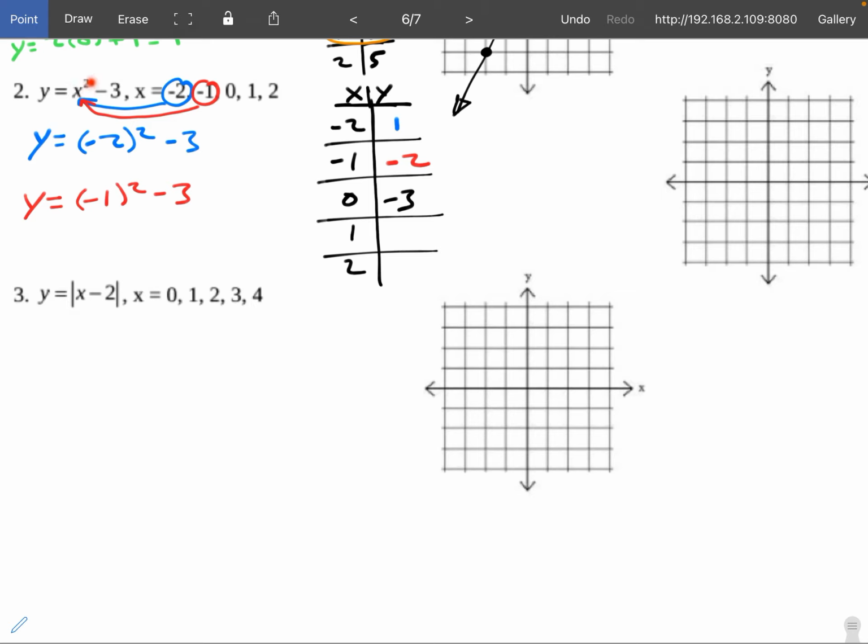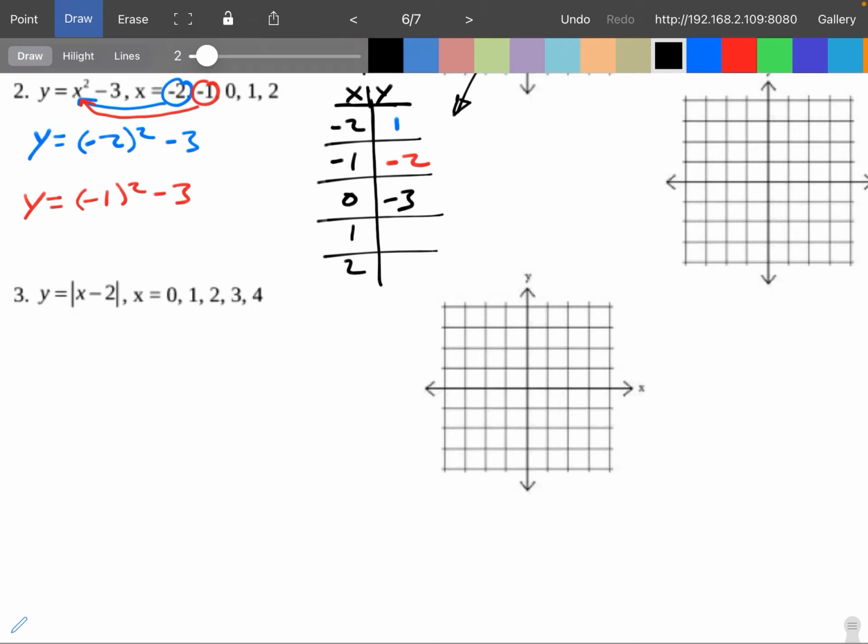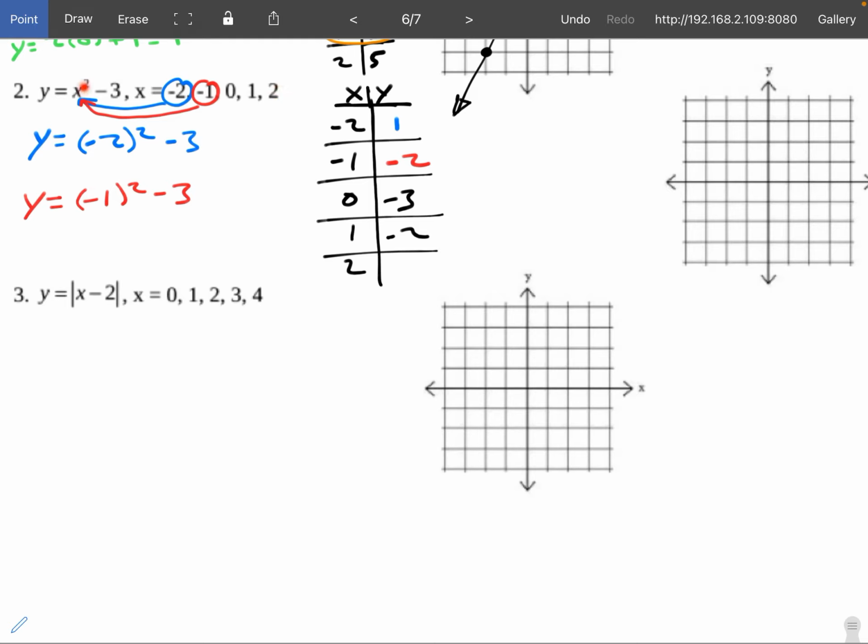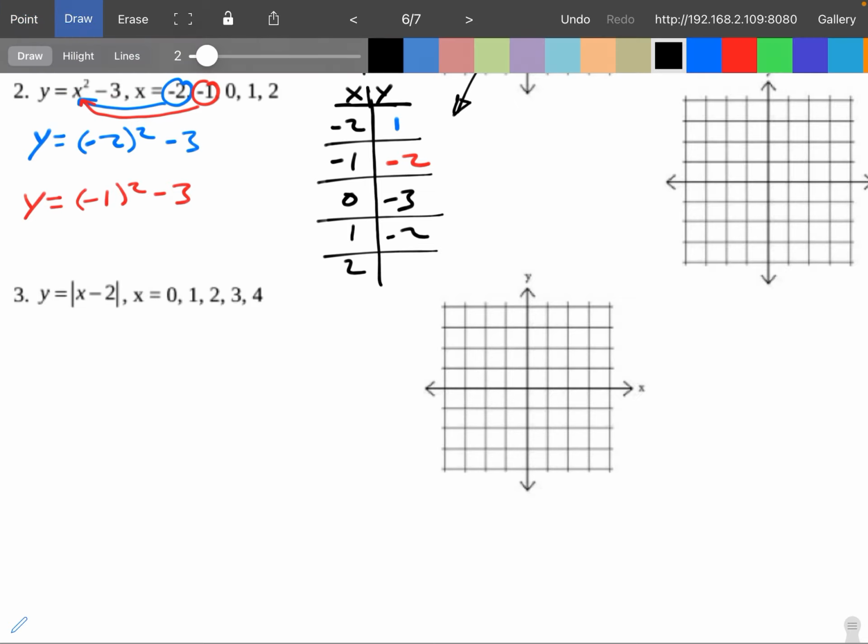What's 1 squared? 1 times 1? 1 minus 3? That's -2 again. Then we're going to put in the last one. So we're going to put in 2. So put 2 in for x. What's 2 squared? 4 minus 3? That's 1.